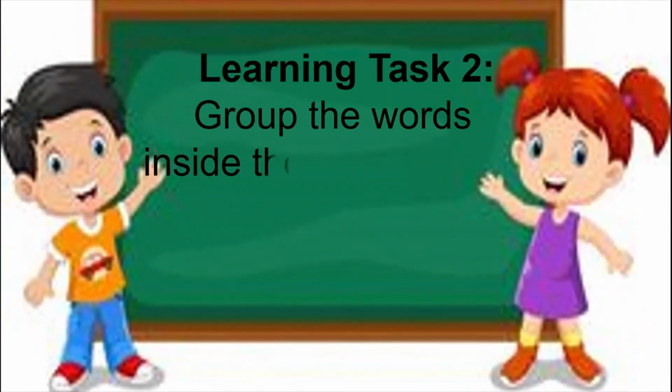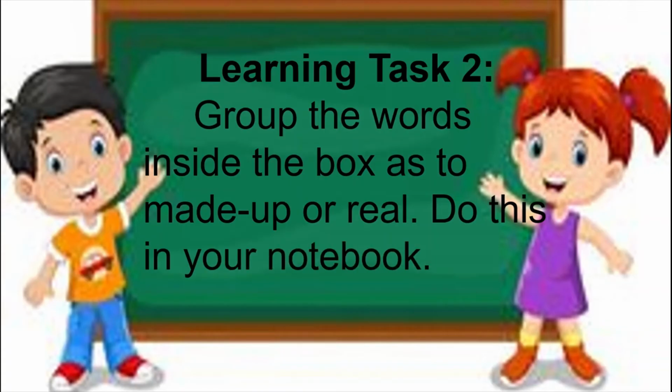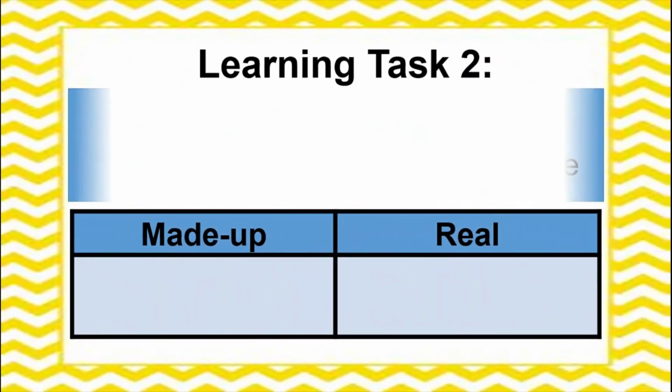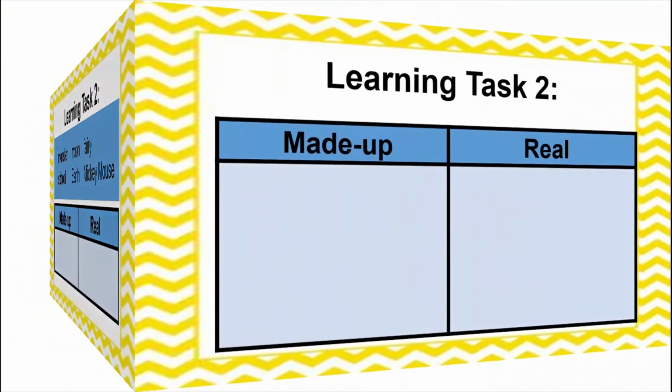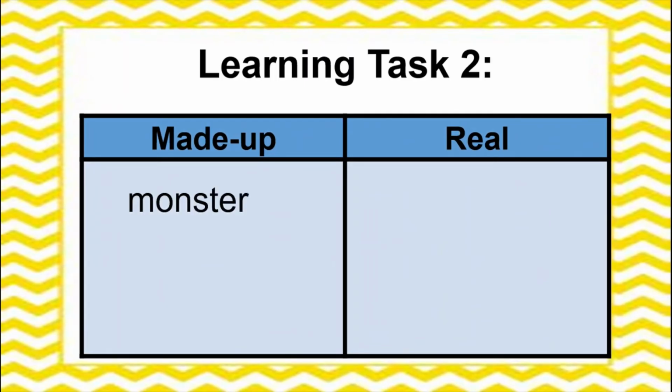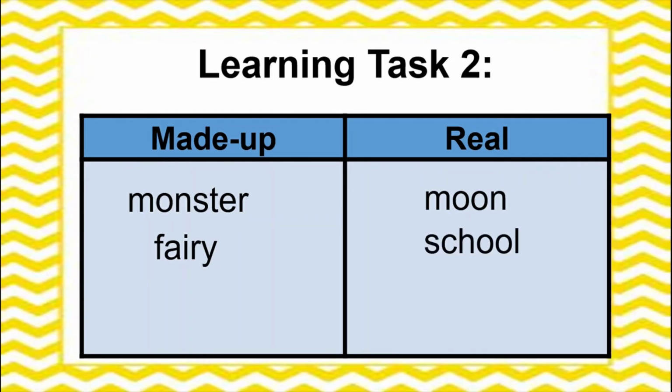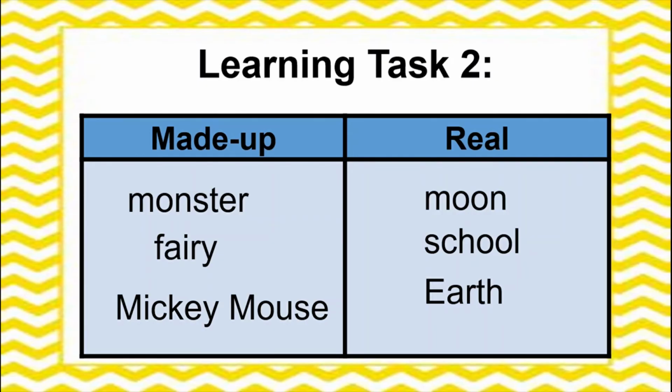Let us try learning task number 2. Group the words inside the box as to made up or real. Do this in your notebook. The words are monster, moon, fairy, school, earth, Mickey Mouse. Write them as made up or real. Okay? Okay, have you answered correctly? Very good.